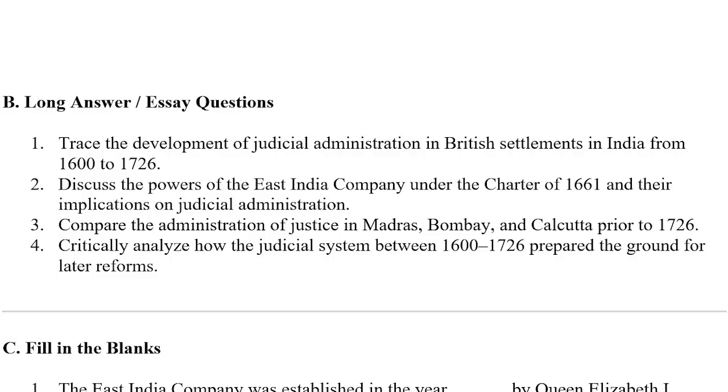In Bombay, which was acquired by England as a part of Catherine of Braganza's dowry when she married Charles II of England in 1661, in 1668, that is after 7 years, Charles II leased Bombay to the East India Company for £10 per annum. The governor and council in Bombay were authorized to make laws, administer justice, and appoint judges.